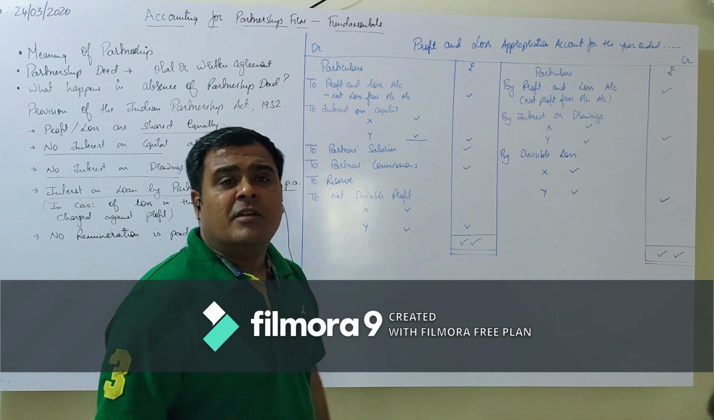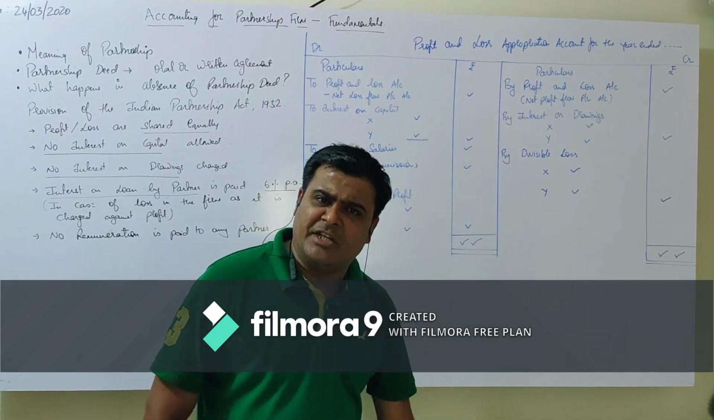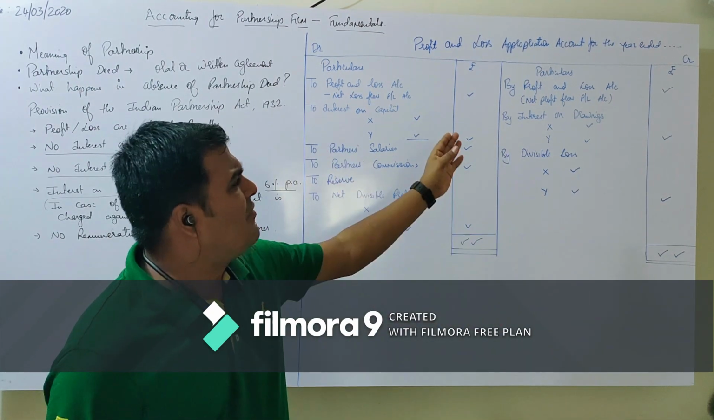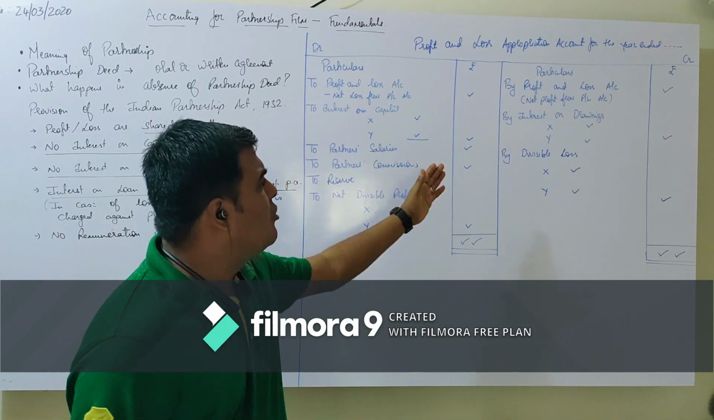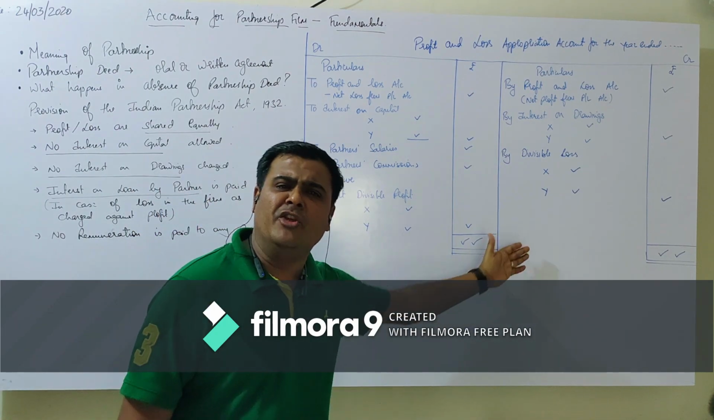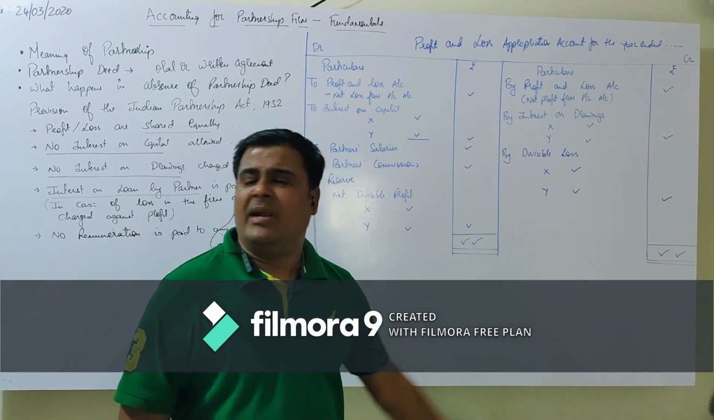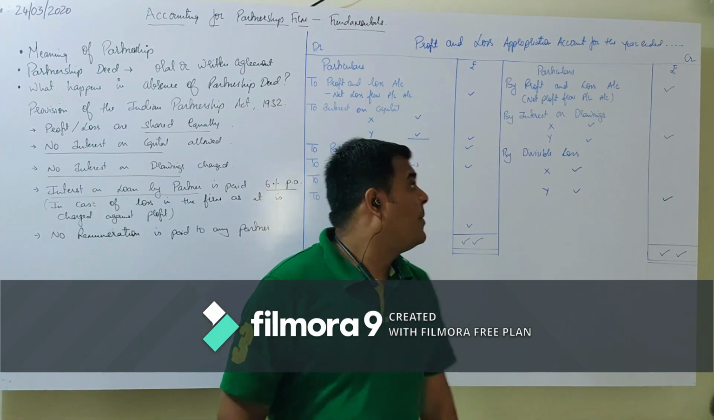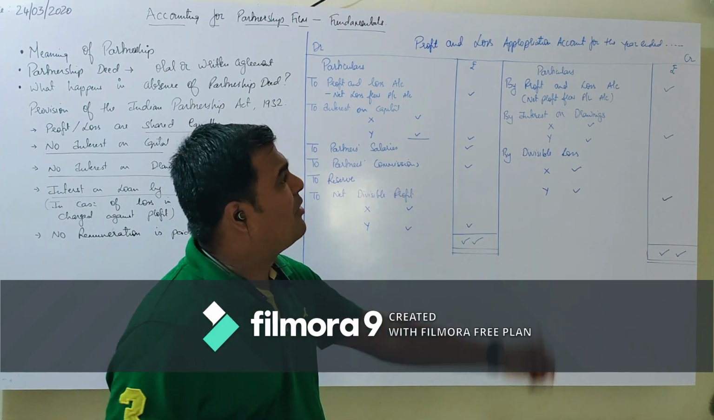Now let us start with the format of the profit and loss appropriation account. This is not the profit and loss account, this is the profit and loss appropriation account. After completing the explanation, you may note down the format and the terms. Now let us start with the profit and loss appropriation format.